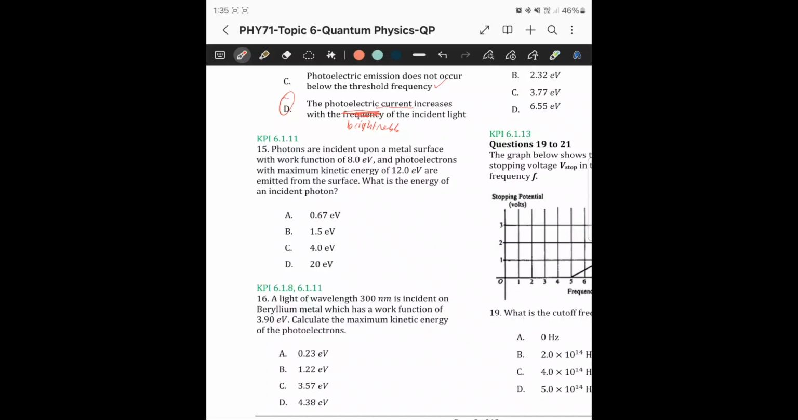All right. Photons are incident upon a metal surface. You have a work function. You have the maximum kinetic energy. You need to figure out what the energy of the photon is. I showed you E photon is going to be my work function plus my kinetic energy. So all I need to do is we'll just add them, right? You have the work function of 8. You have the kinetic energy of 12. 8 plus 12 is clearly 20 eV.